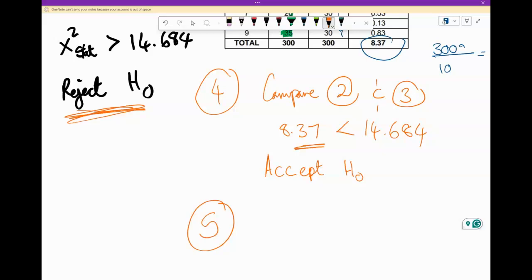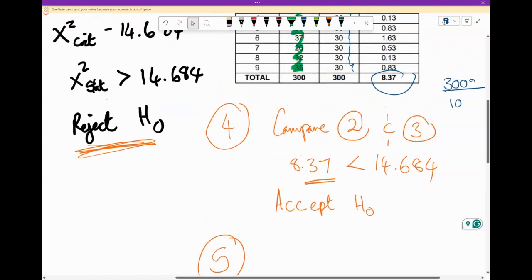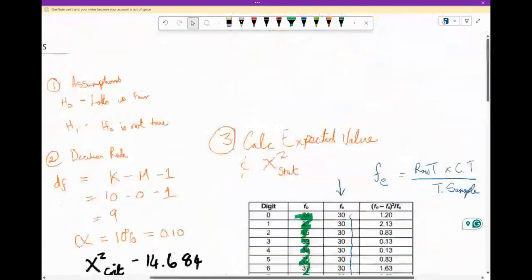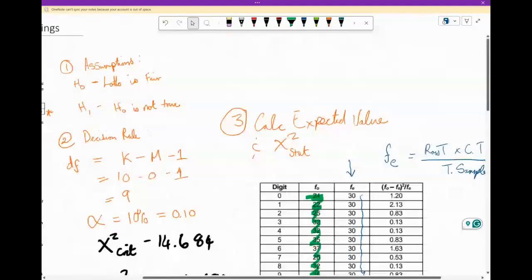So here we are. Step number 5, we now need to conclude the management claim and interpret. What is our interpretation? What is the management conclusion? What's the conclusion of the management claim?